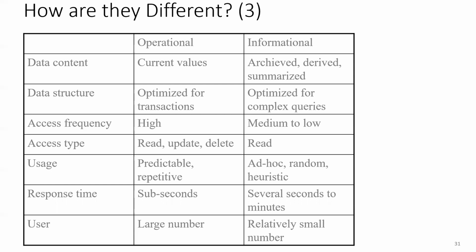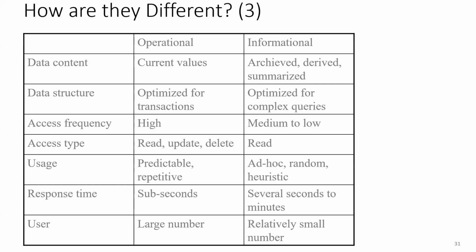So the first aspect is about the content. The content of an operational database is that it contains current values. Okay, informational databases contain archived, which means old values, derived, which has been derived from the main database, and summarized values. Okay, so this is information because it can organize and summarize the data for you. The data structure in an operational database, what is data structure? How you store data, in which type of files do you store? How do you store data on the hard disk, on the magnetic disk, on USB, etc. This is the data structure, okay?